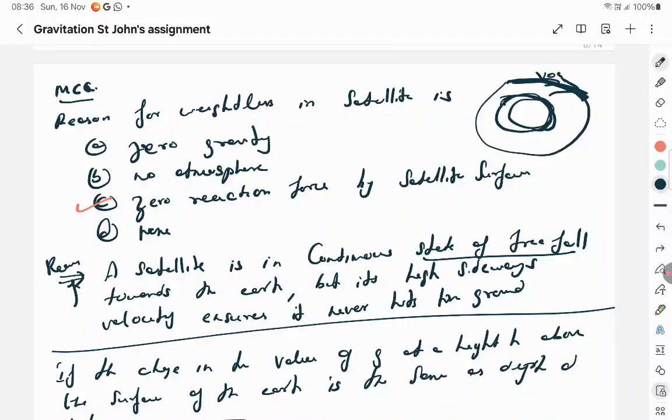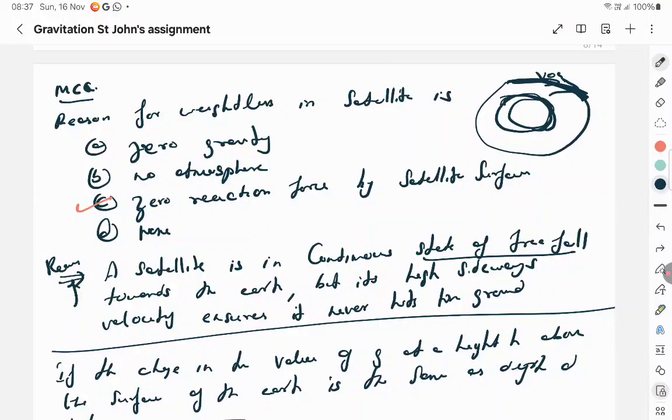So the satellite, the horizontal component of the velocity keeps it continuously moving even though gravity is continuously pulling it towards the center. A satellite is in a continuous state of free fall towards the earth, but due to high sideways velocity, it ensures it never hits the ground. It's a very important question. So there's zero reaction force by the satellite surface. Don't feel the gravity, there's no normal reaction.